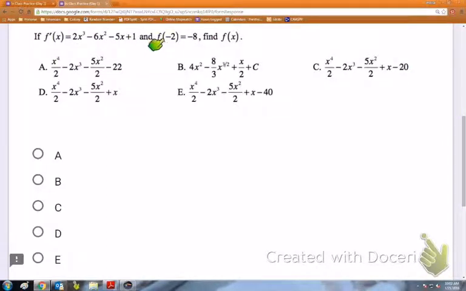Notice that we're going back to the original function. So they give us the derivative, they tell us information about the original function, and they ask us to find the original function. So when that happens, to go from the derivative back to the original, we have to take the integral of this and use our initial condition to figure out what the value of the constant is. So let me pull up the work that I did on this, just because it saves us time when I don't have to write it all out.